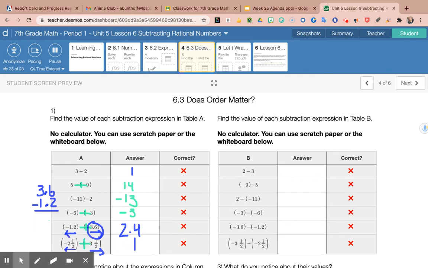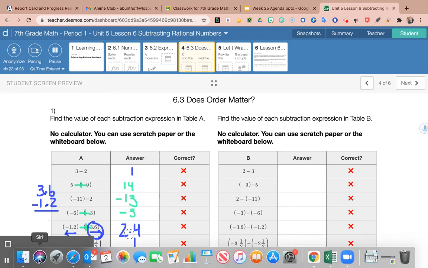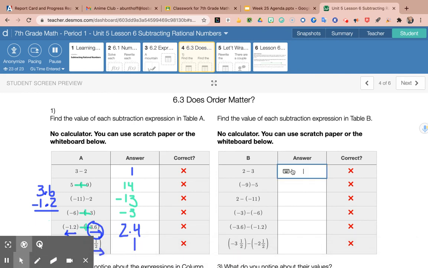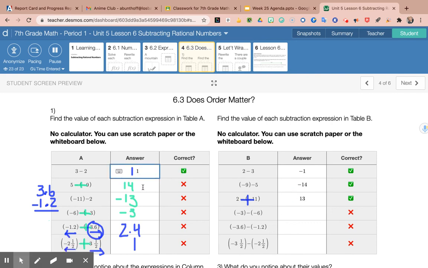And something happens on the right side. So 2 take away 3. Well, if I start at 2 and I go down 3, I'm going to be in the negatives by 1. So notice that this answer is negative 1. Negative 9, take away 5. So if I'm at negative 9 and I go down 5 more, I'm going to be at negative 14. Remember, this double subtraction turns into a plus. So 2 plus 11 is 13. Hopefully you started noticing a pattern.